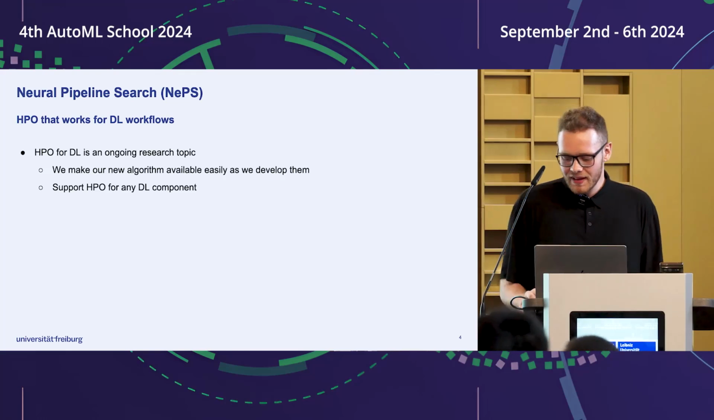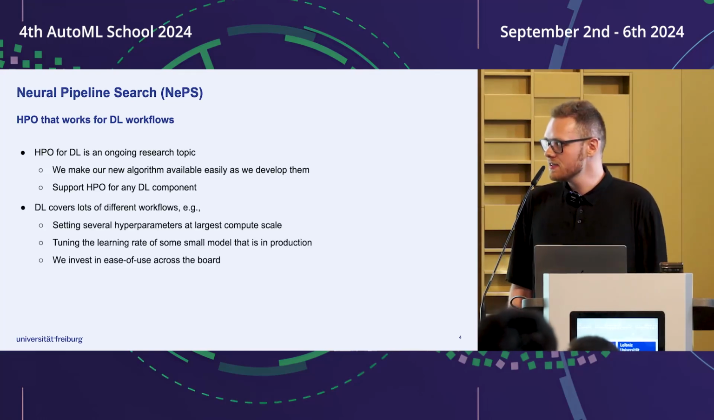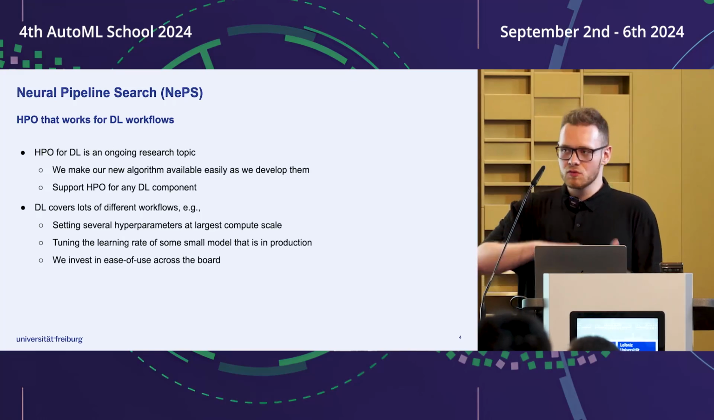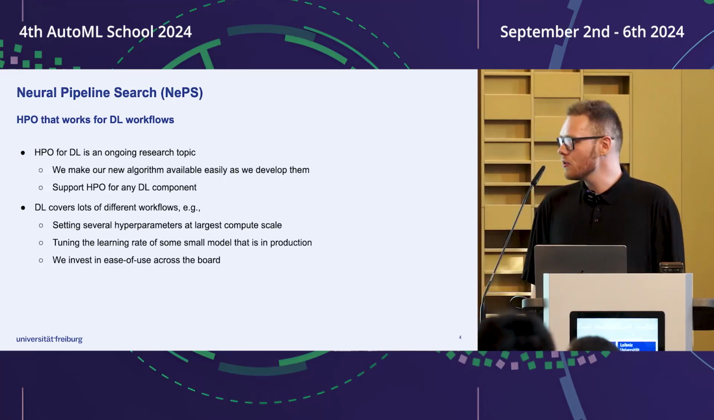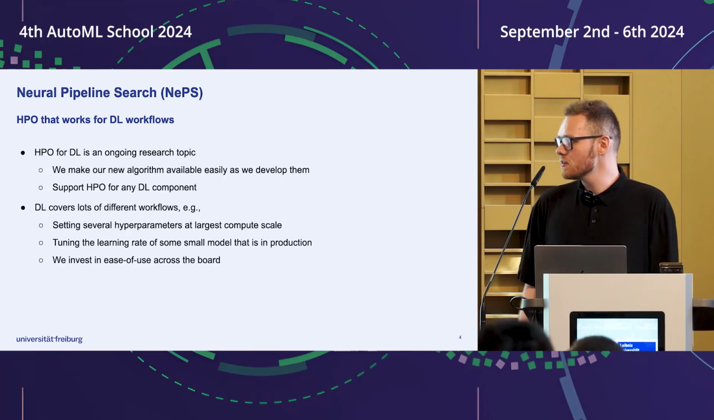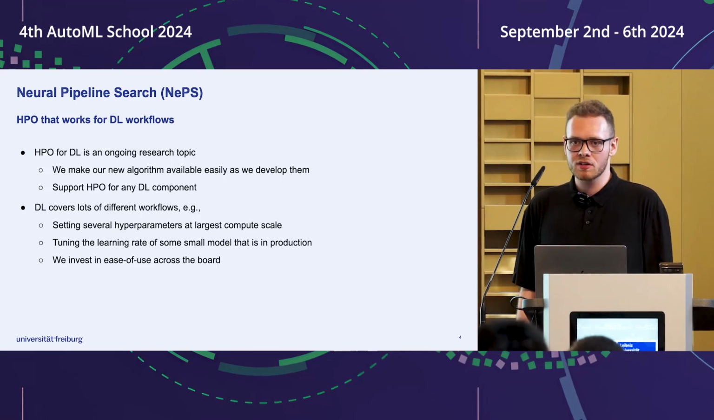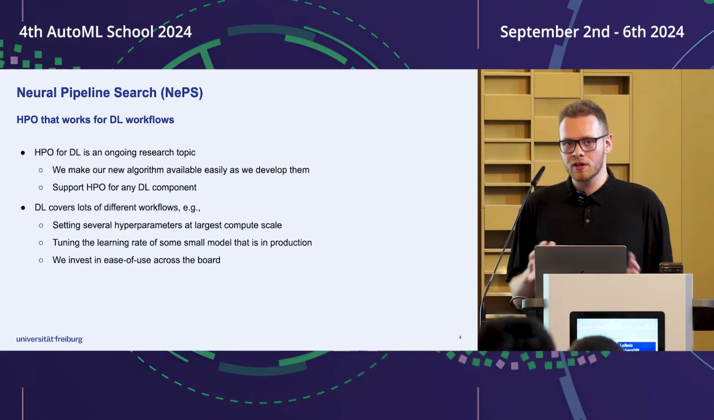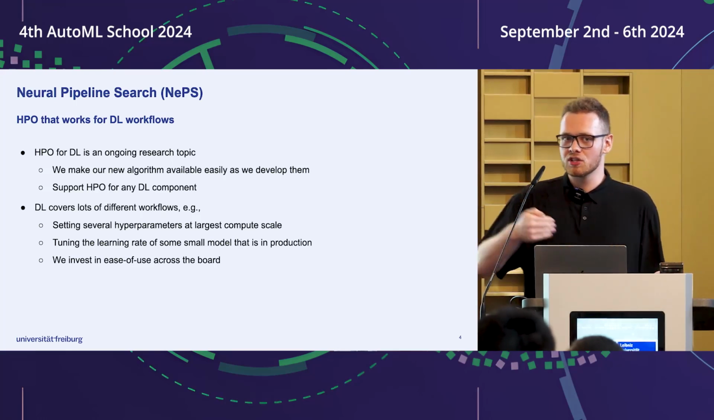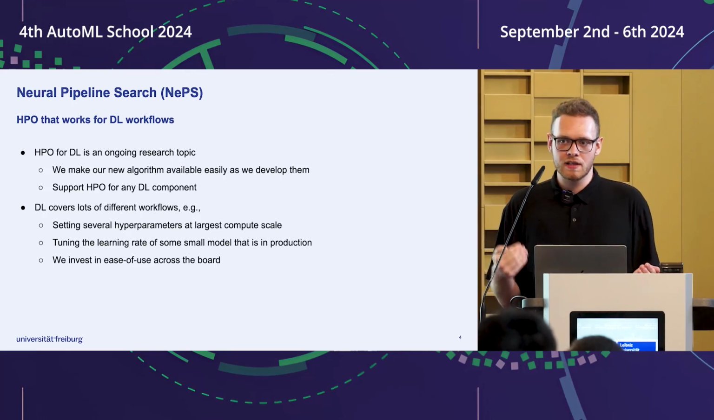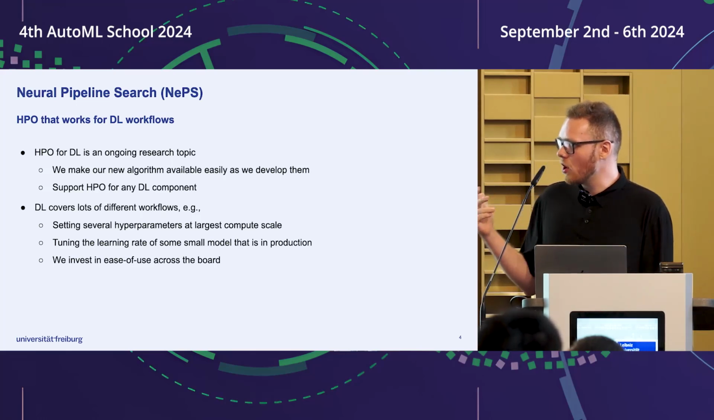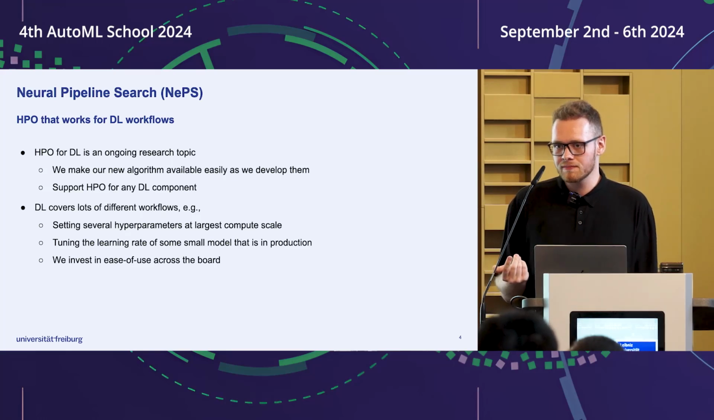So yeah, the last thing I want to highlight here is that deep learning covers a lot of different workflows. I've highlighted already this super ridiculous large scale of things, but of course, aside from something like a GPT-5 model, there are also these small models that are already in production, where you already have them running and working well. You already have a learning rate that kind of works well, but now maybe you get some additional data and you want to make sure that you still have the right learning rate. And we want to make sure that all these workflows work well with NAPS.